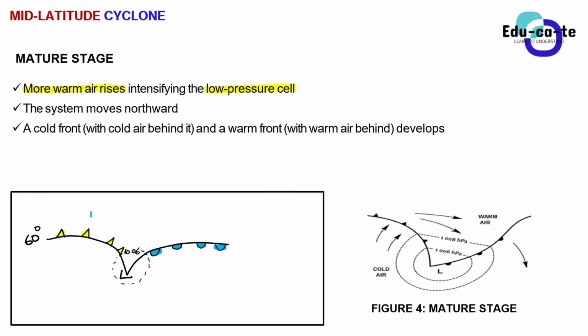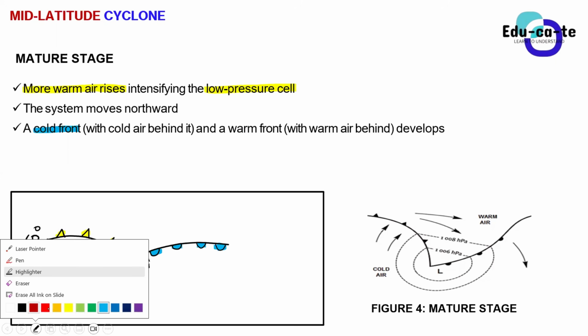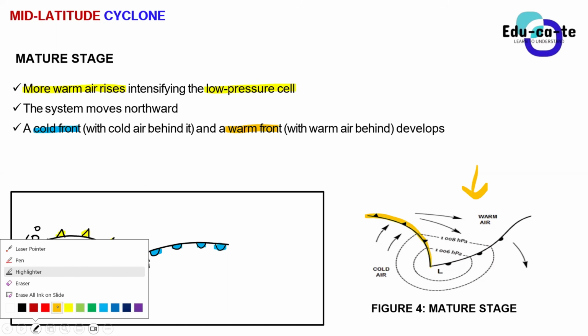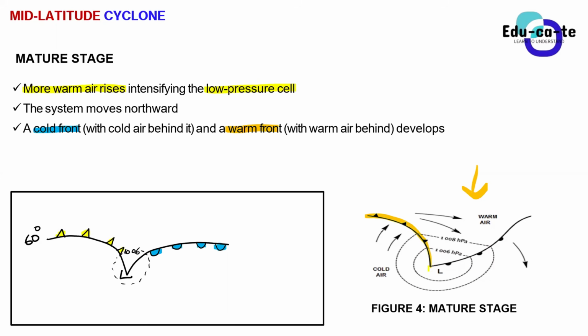So once you see a fully developed cold front and a warm front, it means that it is in a mature stage. So whenever they ask you what evidence you can give that this mid-latitude cyclone is in a mature stage, you should start saying you can see a well-developed cold front this side and a well-developed warm front on the other side. Do you see that, guys?